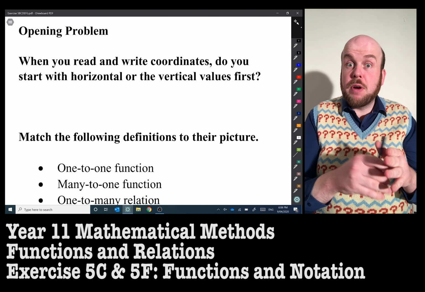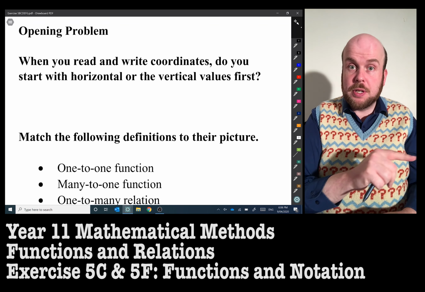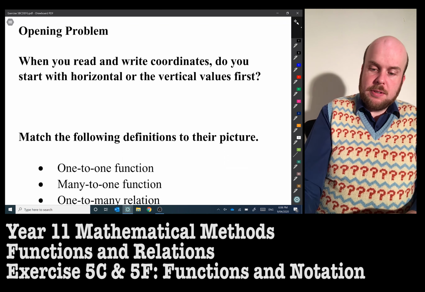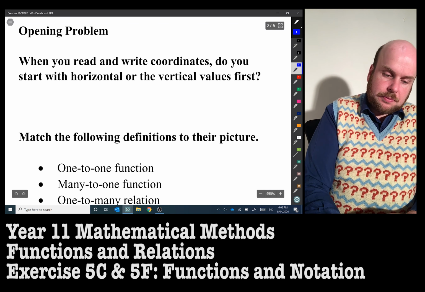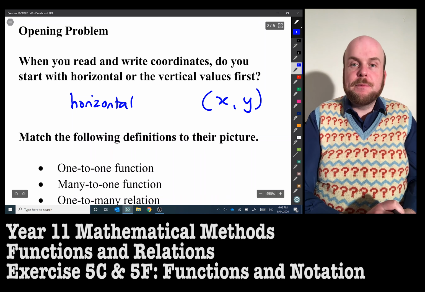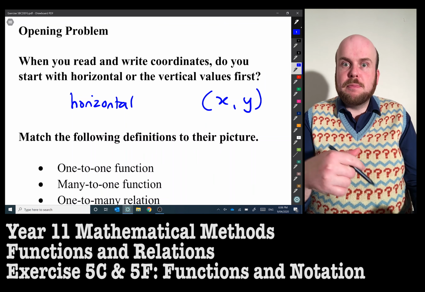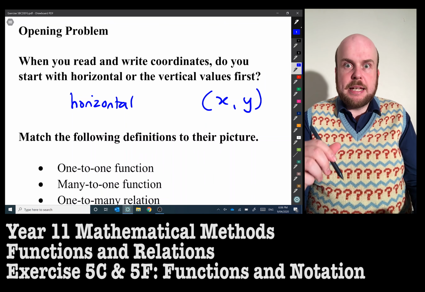Well, if you remember, when writing coordinates, we start with the x's and then the y's. Alphabetical order, x's and then y's. So we will go horizontal first, because it's x and then y. This little opening question will help us be able to identify particular kinds of functions.